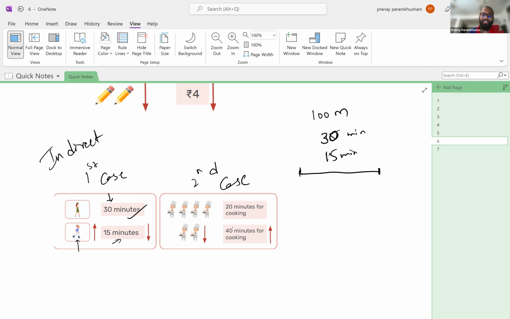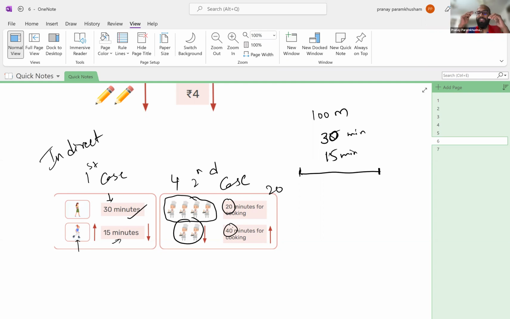Same goes here as well. See here, the number of chefs was 4. How much time did they take? 20 minutes. All right. So if there are 2 chefs, then it takes 40 minutes. But if there are 4 chefs, it takes 20 minutes. So the fewer the chefs, the longer it takes to cook. But the more chefs, the less time it takes to cook. So here it's becoming reverse.